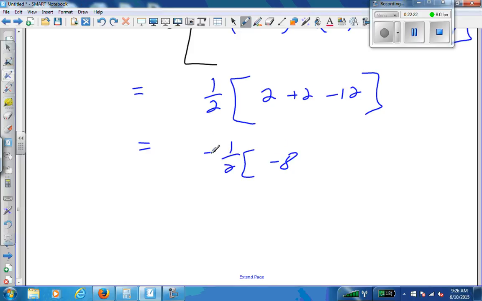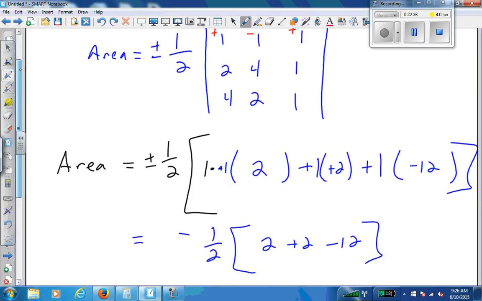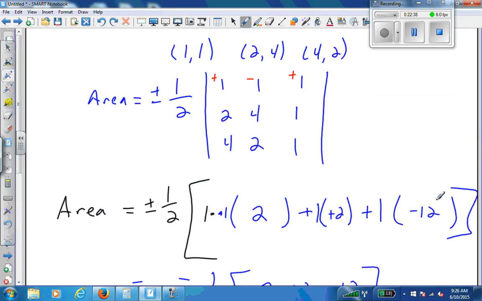So we need to use a negative outside. So 2 negatives make a positive. Half of 8 would be 4. So whatever we get for that, that's the area of that enclosed triangle.